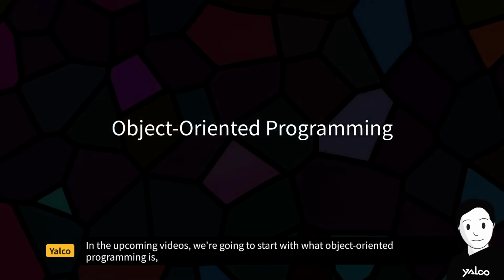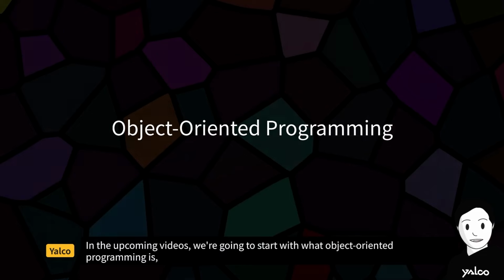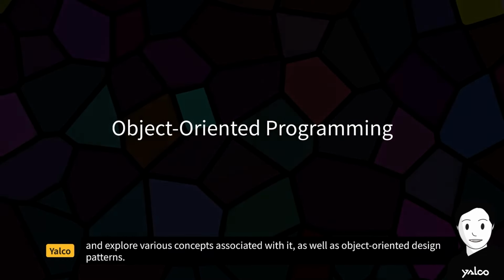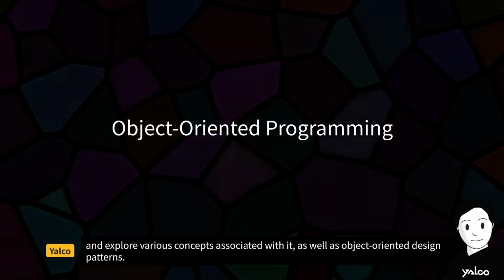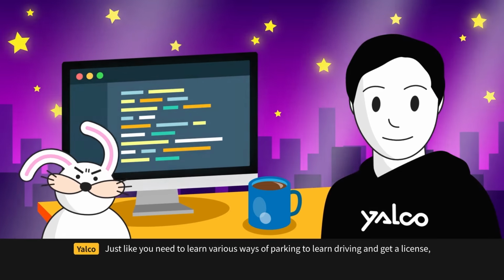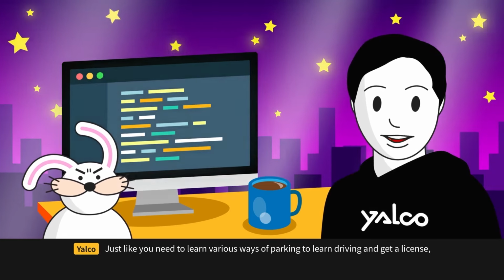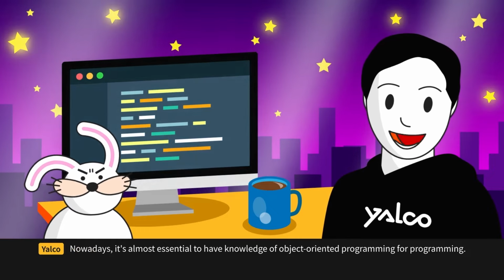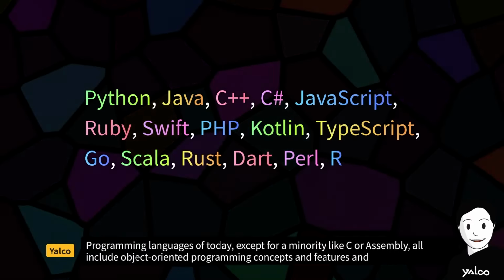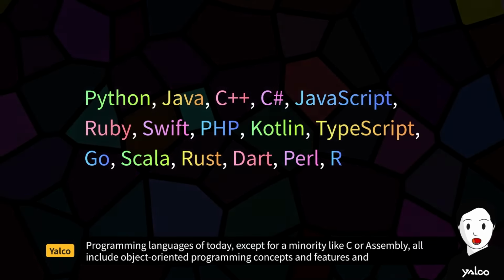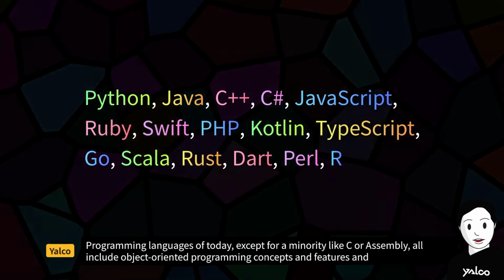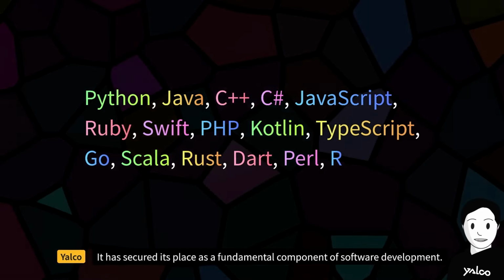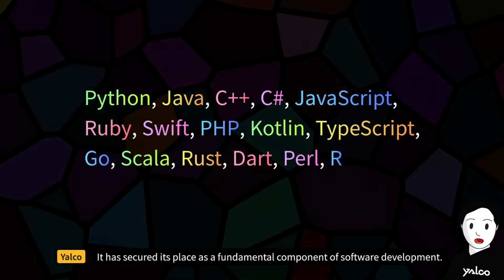In the upcoming videos, we're going to start with what object-oriented programming is and explore various concepts associated with it, as well as object-oriented design patterns. Just like you need to learn various ways of parking to learn driving and get a license. Nowadays, it's almost essential to have knowledge of object-oriented programming for programming. Programming languages of today, except for a minority like C or assembly, all include object-oriented programming concepts and features, and it has secured its place as a fundamental component of software development.